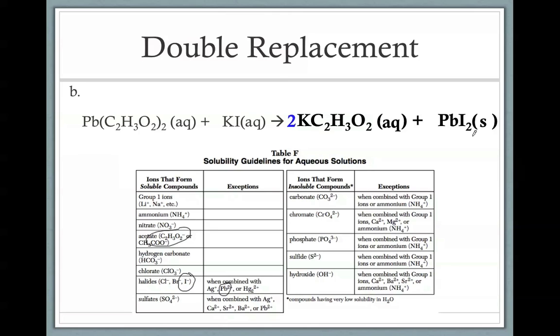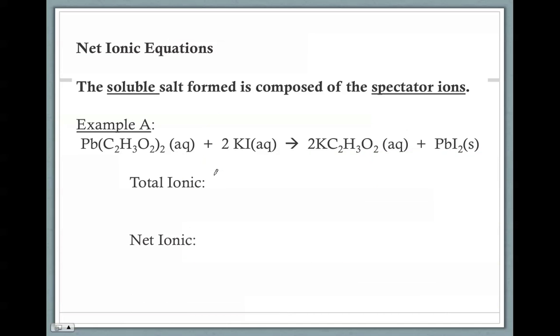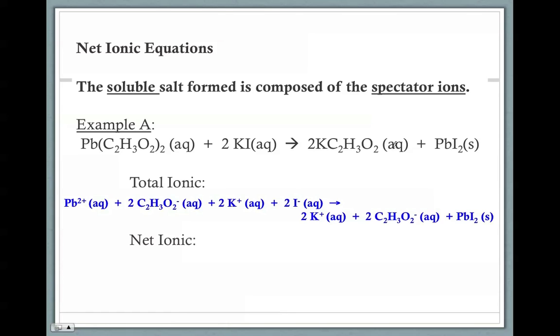Alright, now just like we did before, we're going to balance our equations. So make sure you have the 2's in front of the two potassium compounds. And then we're going to go ahead and do our net ionic equations. Just like before in our previous concept, our soluble salt that gets formed is composed of the spectator ions. So it actually makes it a little bit easier. So already going into this, we know that this compound and the ions that make it up are going to be our spectator ions that we're going to take out before we get to the net ionic.